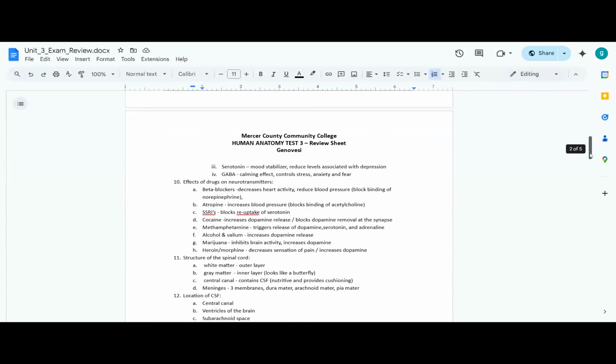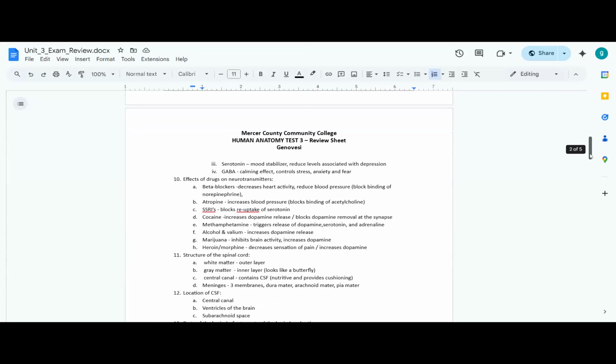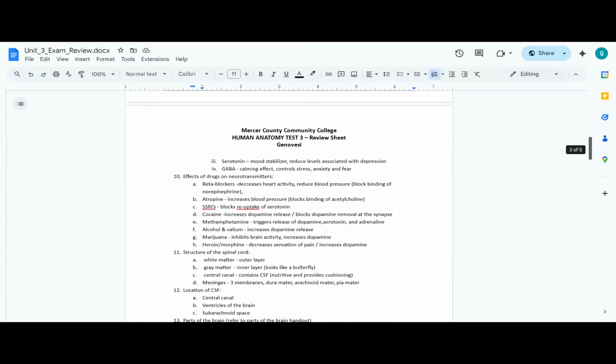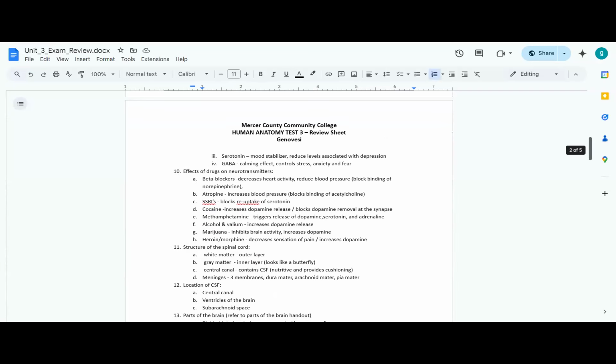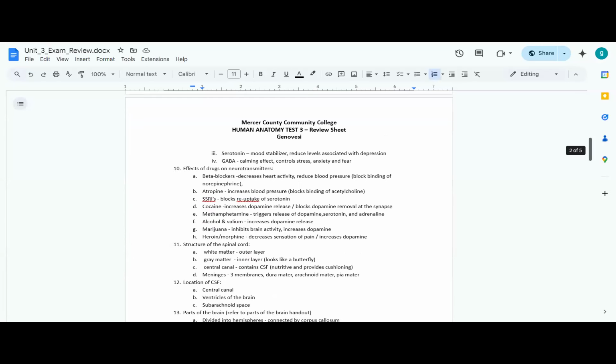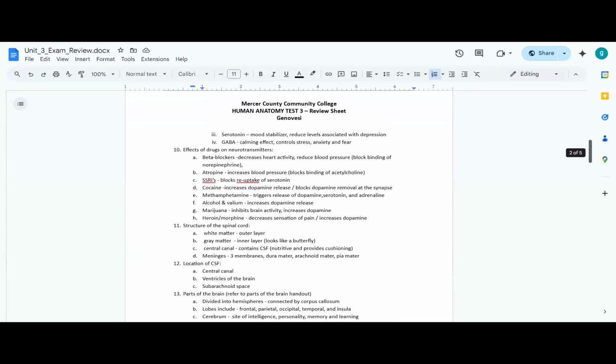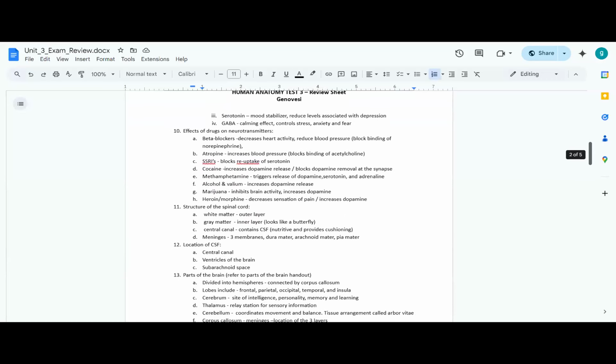Right, so we looked at serotonin as a neurotransmitter. That's a mood stabilizer. Reduced levels of serotonin are associated with people suffering from depression. GABA is a neurotransmitter that has a calming effect, helps control your stress, anxiety, and fear.